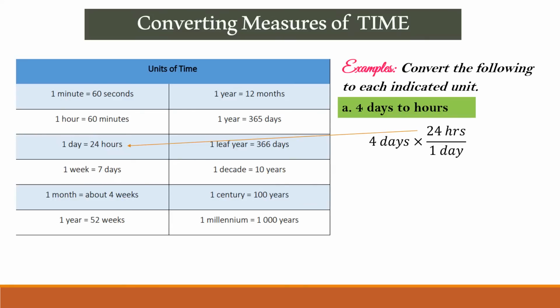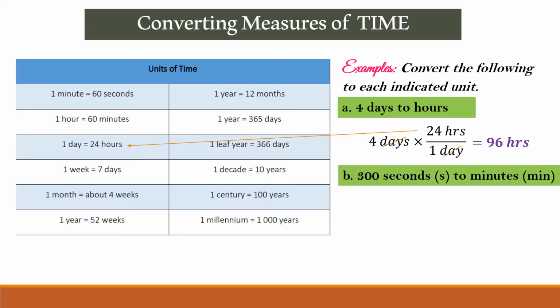With that, we can cancel days to day, and then we multiply 4 times 24 divided by 1. The result is 96. So we can say that 4 days is equal to 96 hours. For example B, we are going to convert 300 seconds to minutes. The conversion that we will use is 1 minute is equal to 60 seconds.